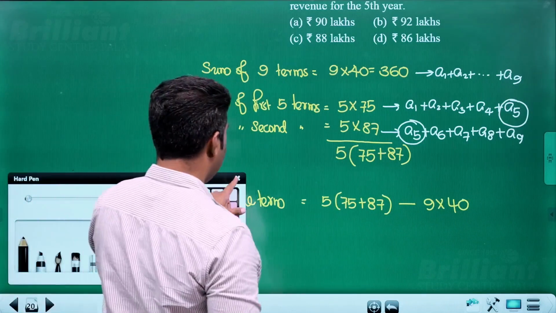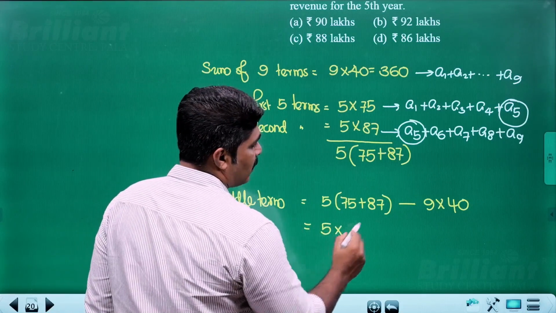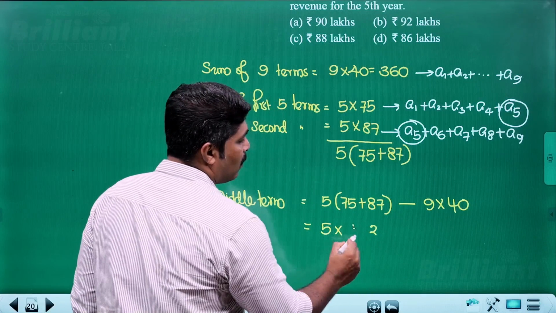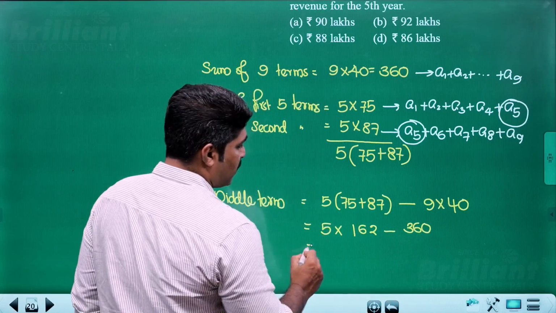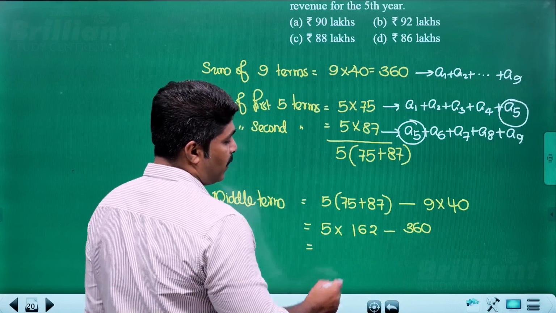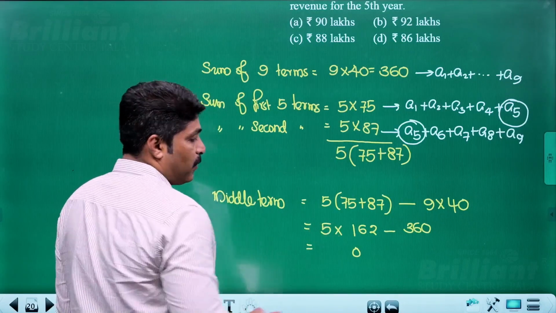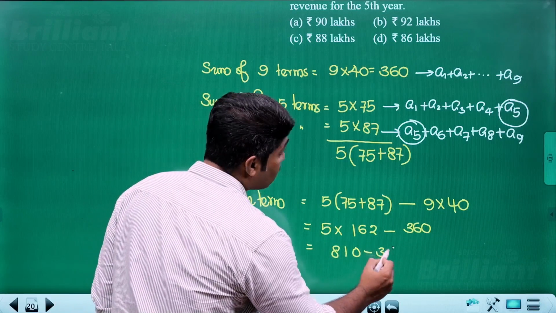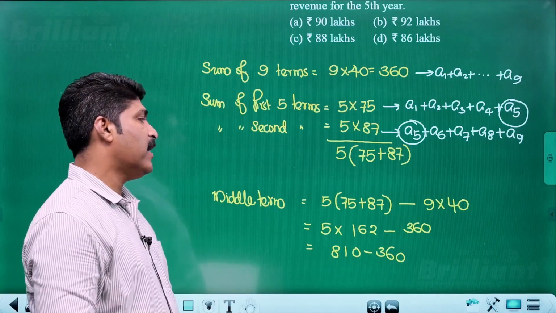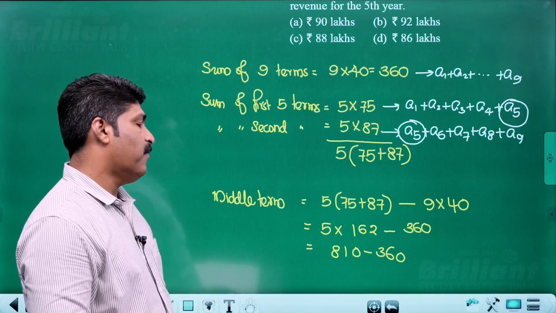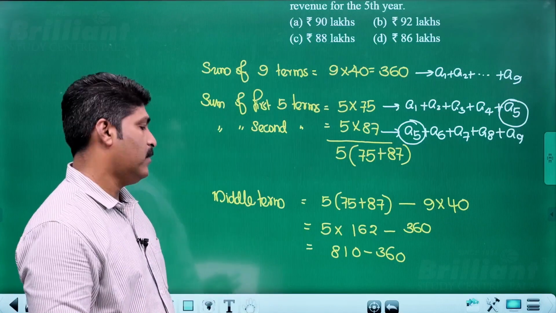Then how to solve it? Just simplify it. So this is 5 into the sum, that is 5 plus 7, which is 12, so this is 162, and 9 into 40 is equal to 360. So just subtract this one. First multiply this one: 5 into 2 is 10, then 5 into 16 is 80, so 81 minus 360. Whenever we are considering these values, this quantity will be in the form 5 of these values into 9 into 40.